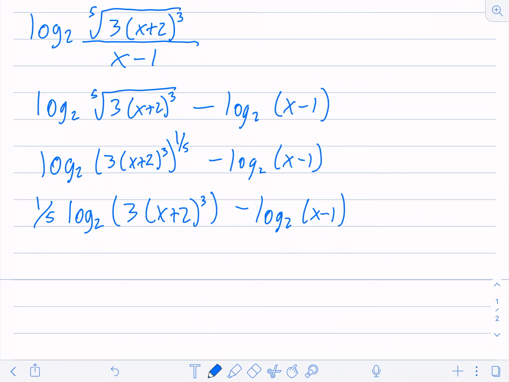Now what can I do? Well, I've got this 3 and I've got this x plus 2 to the third. That one, in fact, I really don't even need these parentheses here, right? Log base 2 of all of this.